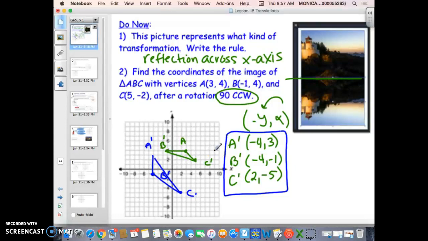And so what you should have for your do now is right here on the board. Sorry, this is not erasing. And I'm just erasing these little tick marks because I accidentally put them on there. So this is your do now.